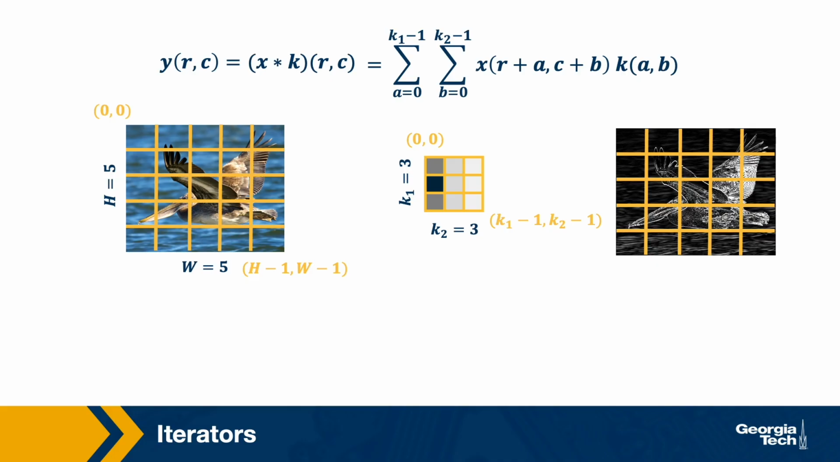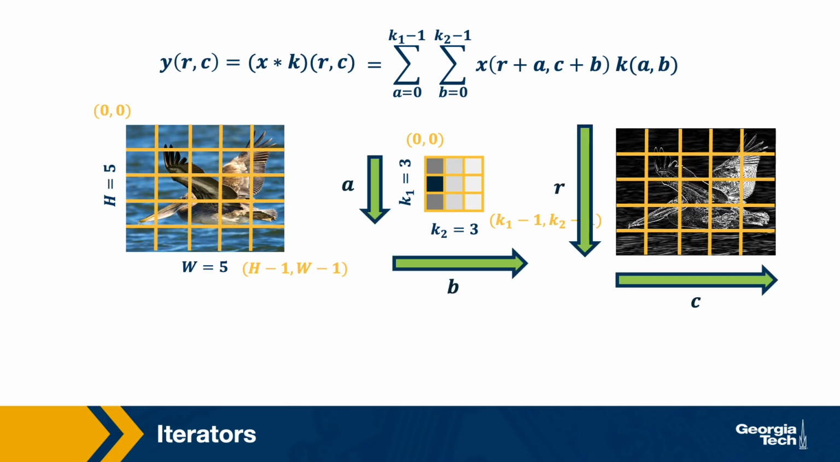Let's take a look at the equation in a little bit more detail. The double summation is iterating across the kernel. And so we can define these iterators A and B that go from top to bottom and left to right, starting from the upper left pixel 0, 0 and moving down to the lower right. Similarly, we can have iterators across the output map. Specifically, this entire equation is showing how to calculate the output y of r comma c. However, in general, we want to calculate all of the outputs. And so we have these iterators r and c that again go from top to bottom and left to right.